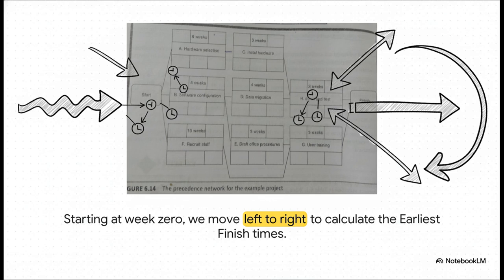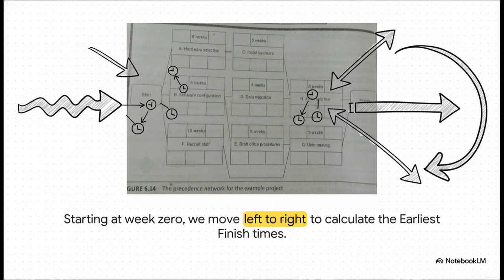But here's where it gets interesting. What about a task that has a couple of predecessors, like activity H? See how it can't start until both C and D are done? So which one do we follow? The rule is you always have to take the later of the finish times. Activity H has to wait for the last thing to finish before it can start.